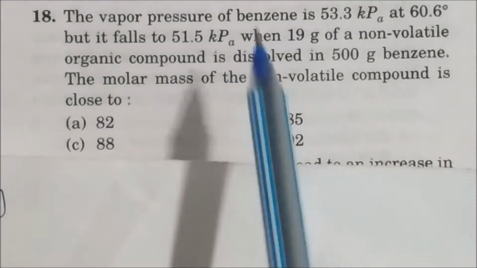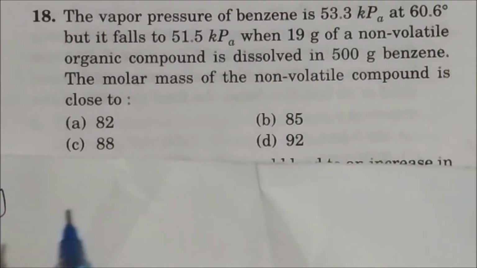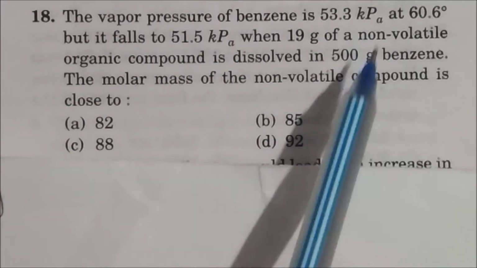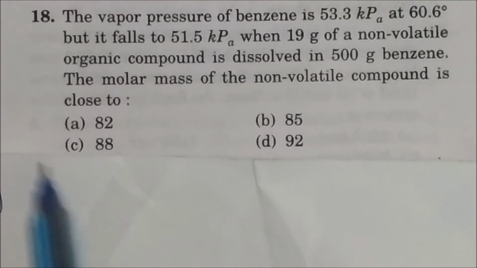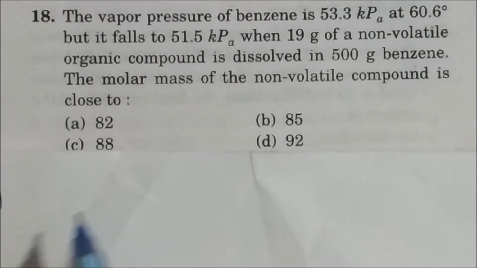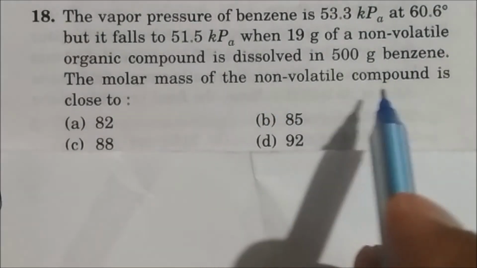The vapor pressure of benzene is 53.3 kilopascal at this temperature, but it falls to this pressure when you dissolve 19 gram of a non-volatile organic compound in 500 gram of benzene. So this is the solvent. What is the molar mass of this solid compound?